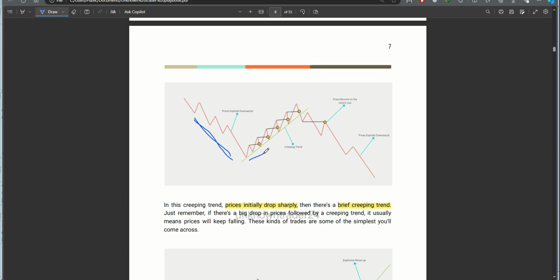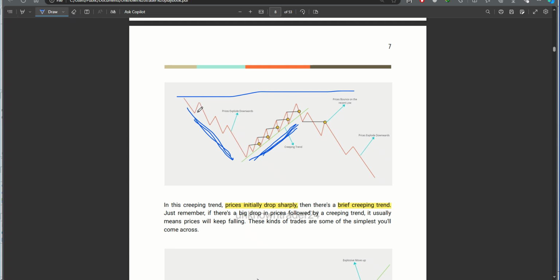Second step is they creep. You see, creeping. You can draw a trend line. The most important thing is they don't take out the high they made before the explosion. That's important. And another thing is the time taken here must be longer than the time taken here. So they drop quickly, sharply, fast, and the creeping takes more time than it took for this collapse.